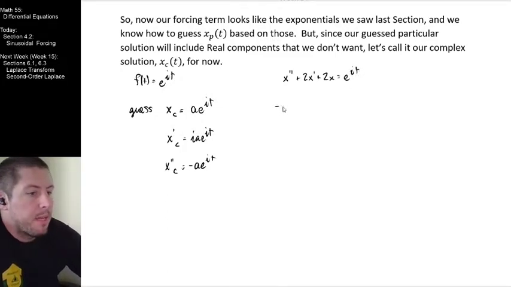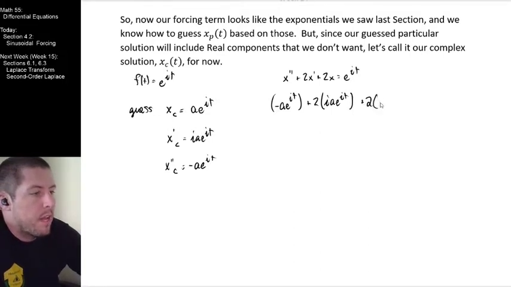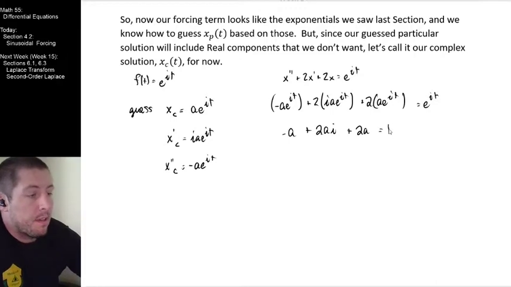When I do this now, I'm getting negative a e to the it plus 2 times i a e to the it plus 2 times a e to the it equals e to the it. I'm going to go ahead and divide this whole thing by e to the it, since that's not doing much for me right now. It's in every single term. And our goal is to know what value of a makes this work out. So I'm solving for a here.